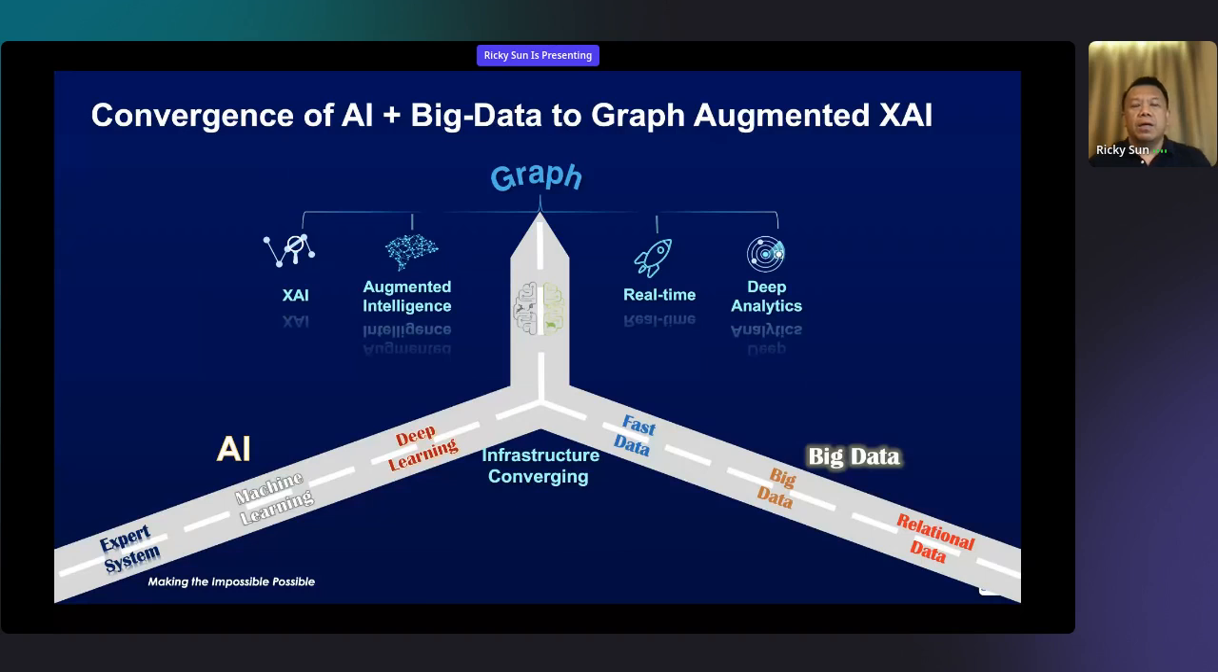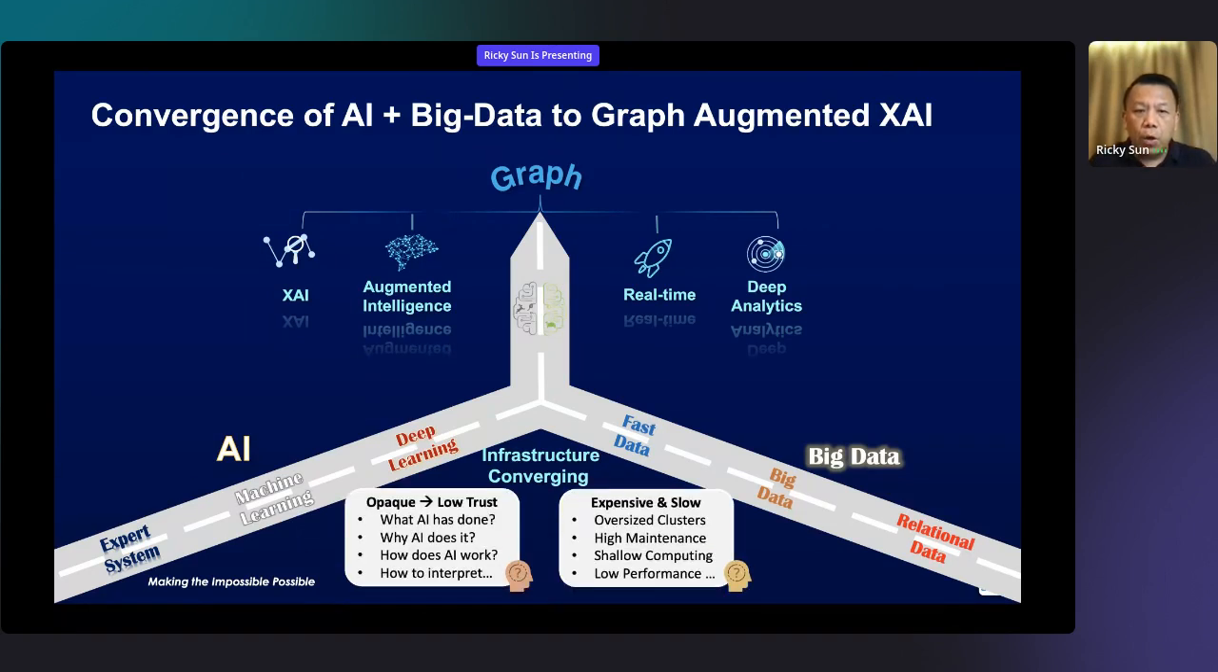So let me introduce a concept to the audience here. This is really about the convergence. I mean, this is a major trend happening as we are working in industry or in academia. This major converging trend is really infrastructure converging of AI and big data.